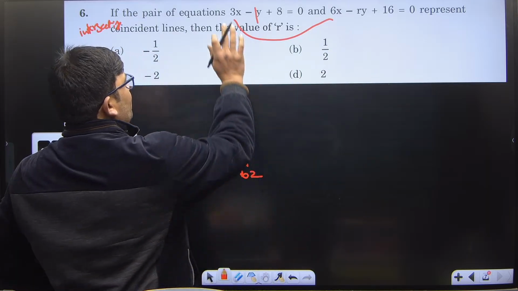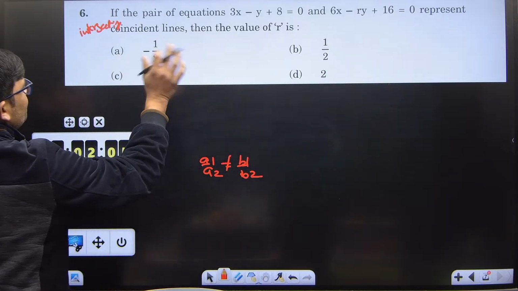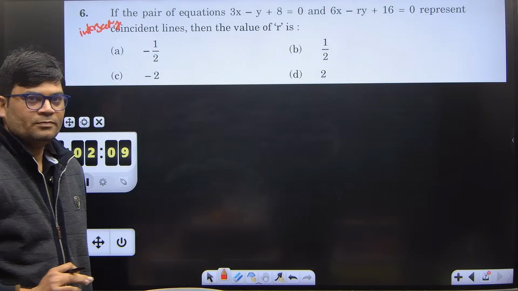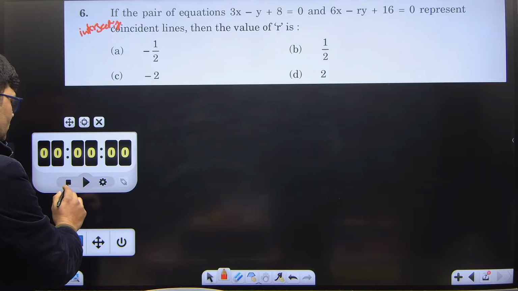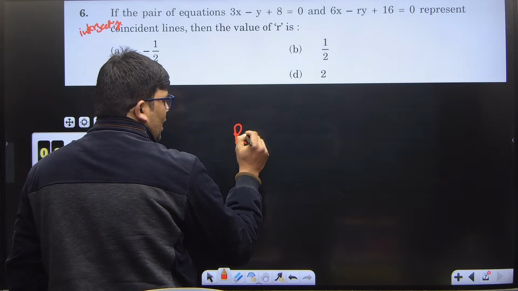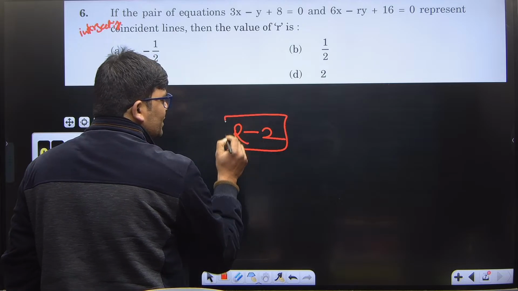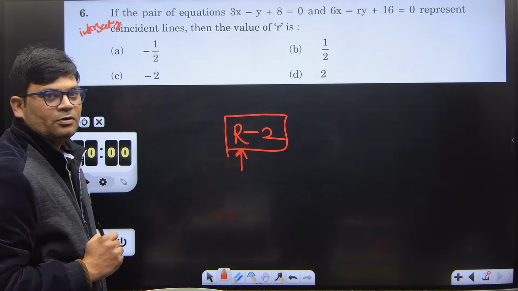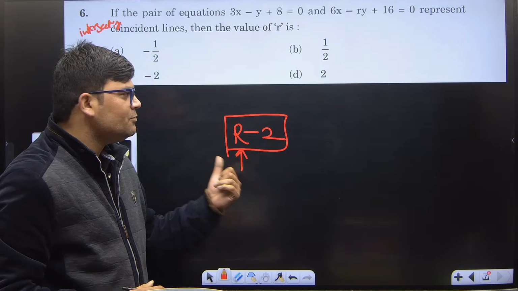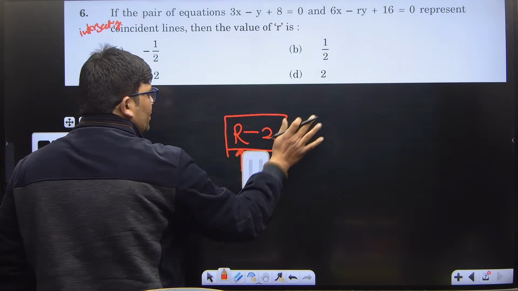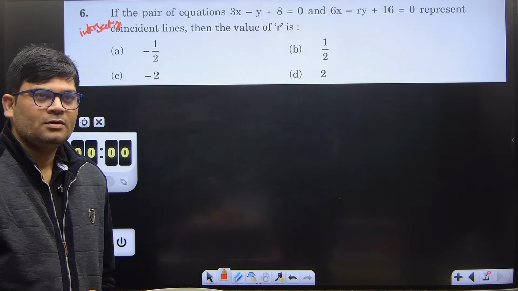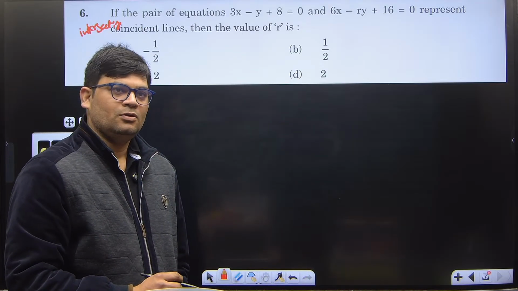Okay, I want to know if the question has changed from coincident lines to intersecting lines, then what is going to be the solution? Sir, anything else besides 2? Okay, so you will write r minus 2. Okay, r stands for real number, very good. It will be r minus 2. R stands for real number, so you should know how to represent the numbers. Very good. Clear hai Kabir? Yes, sir. Okay, good.